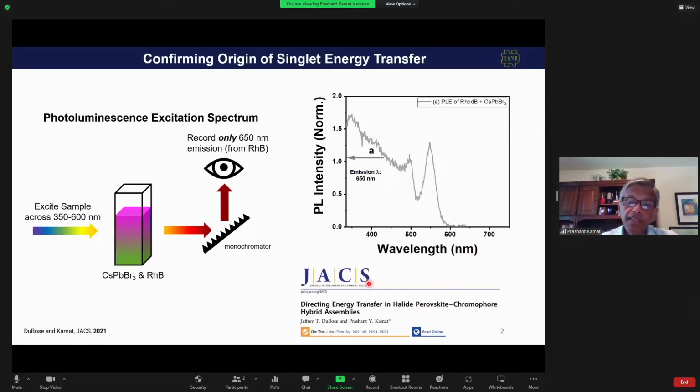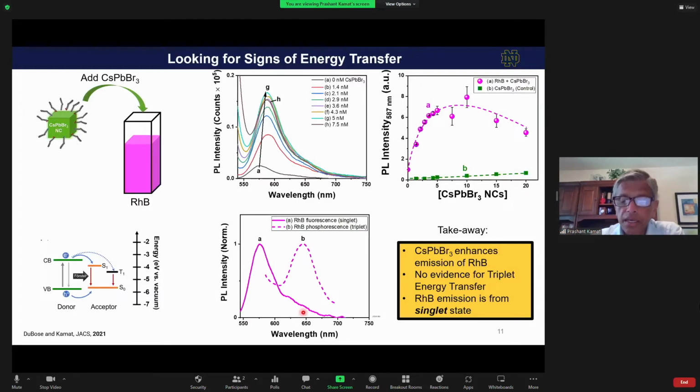Another clue. So this is another thing I strongly advocate. If anybody is looking for any kind of a new emission band or establishing an energy transfer process, record an excitation spectrum that tells you where the emission is coming from. This is the spectrum when you have cesium lead bromide and rhodamine, showing you the peak at cesium lead bromide and rhodamine. So we are monitoring it further at 650 nanometers, way down, so that we can cover the entire range that is there.